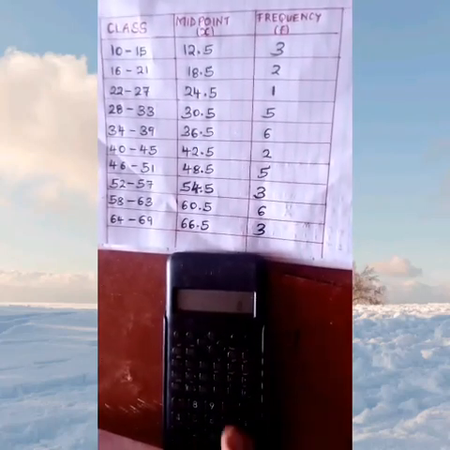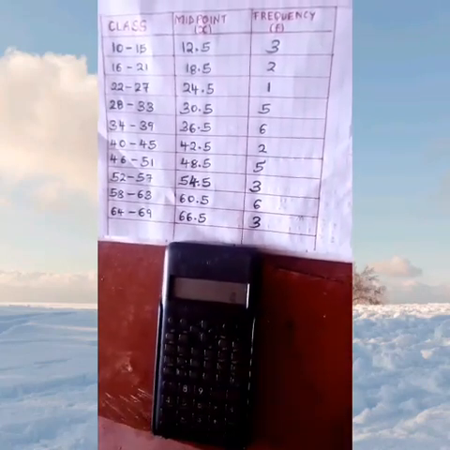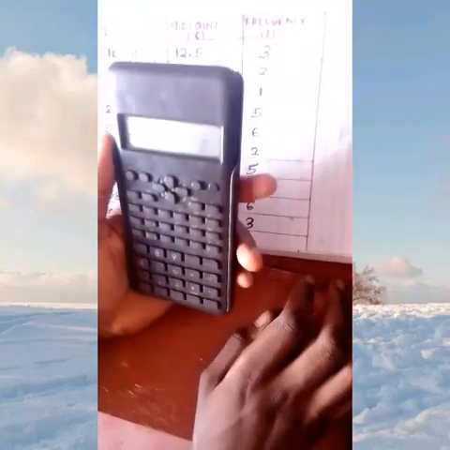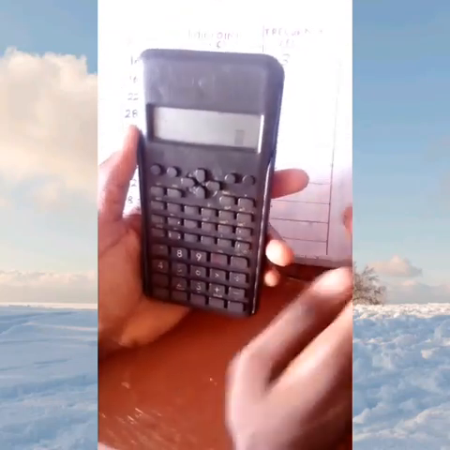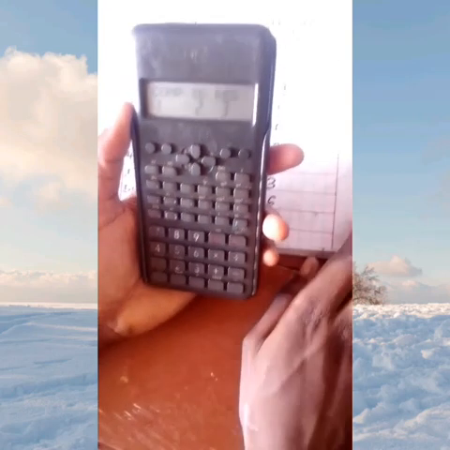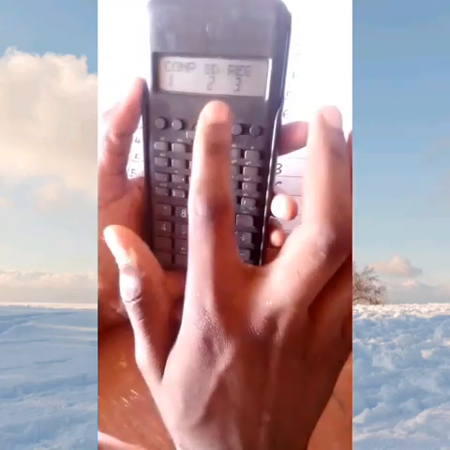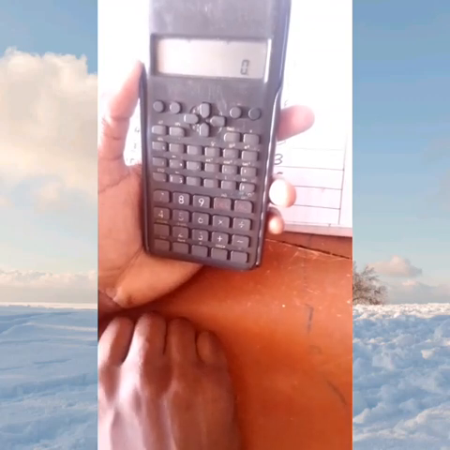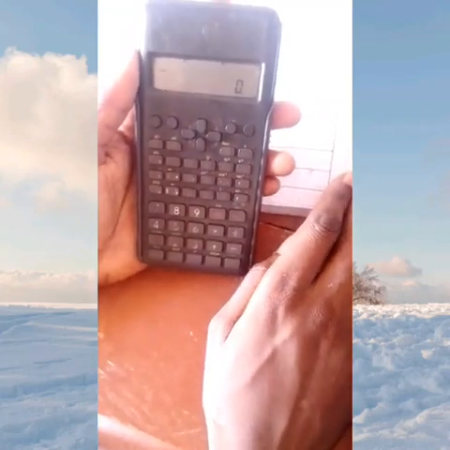Now what you just do, follow the steps as I show you. Now the first step. With your calculator, you see the mode button. Press it once. You will see COMP, SD, REG. After that, press button number 2. Have you pressed it? Yes. Now after pressing the button number 2, the screen will clear itself.